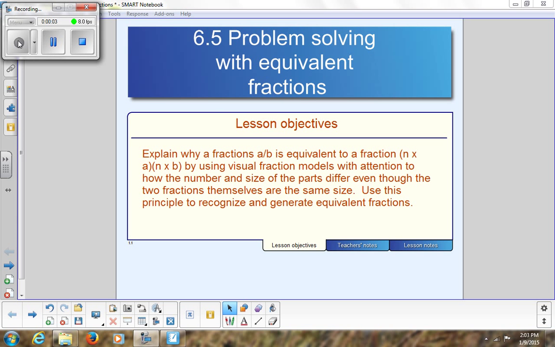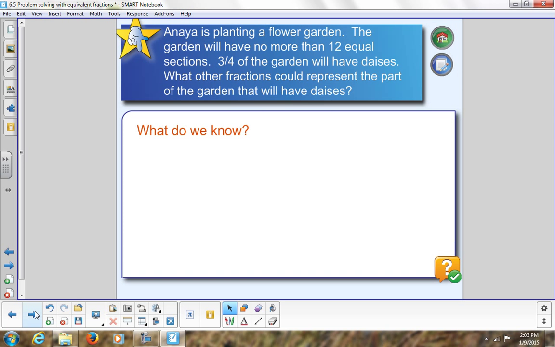Tonight we're going to be looking at solving word problems with equivalent fractions, or trying to find equivalent fractions within word problems. Alright, so here's our current problem. Anaya is planting a flower garden. The garden will have no more than 12 equal sections. 3/4 of the garden will have daisies. What other fractions could represent the part of the garden that will have daisies?